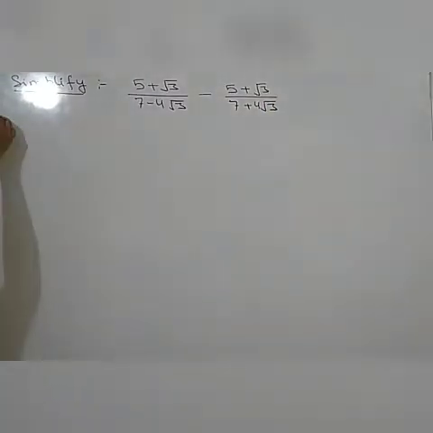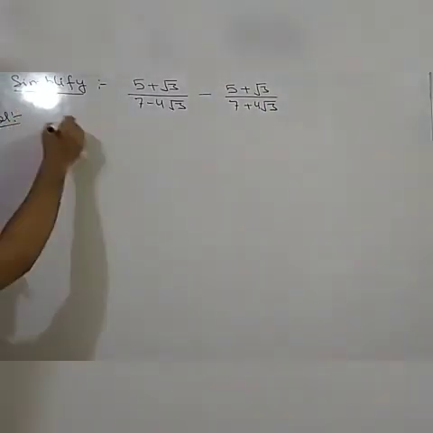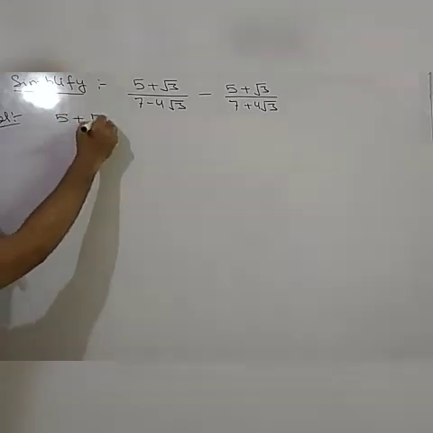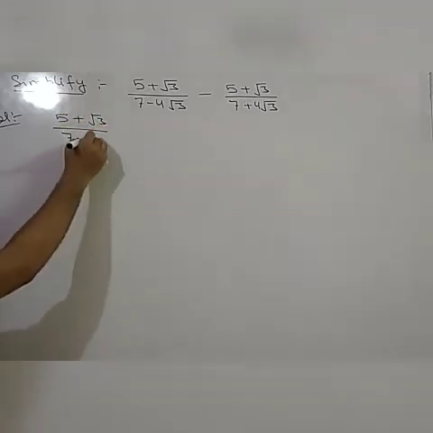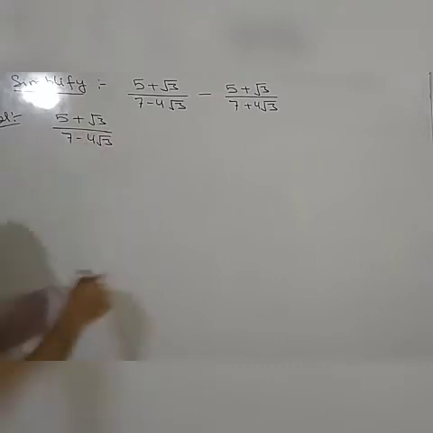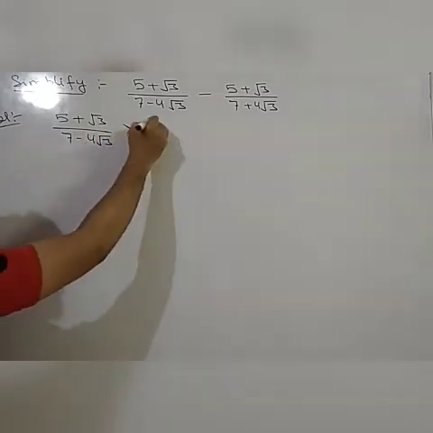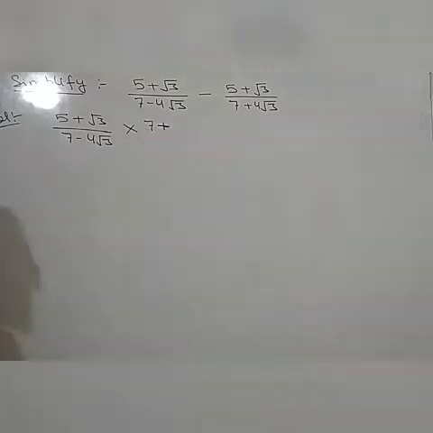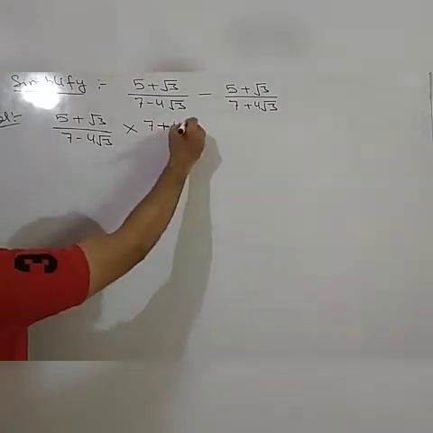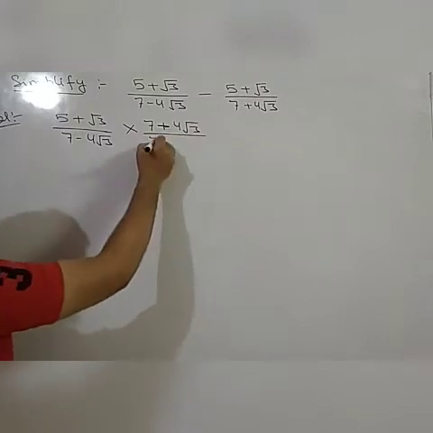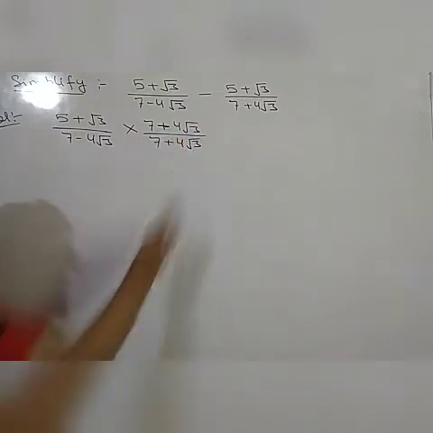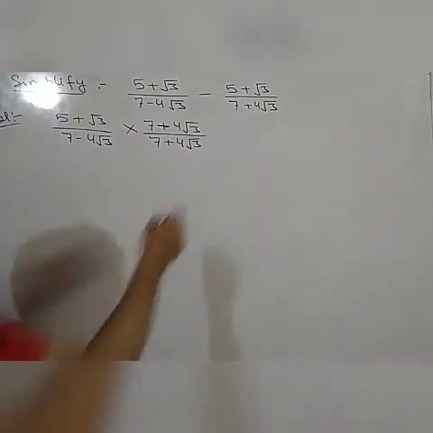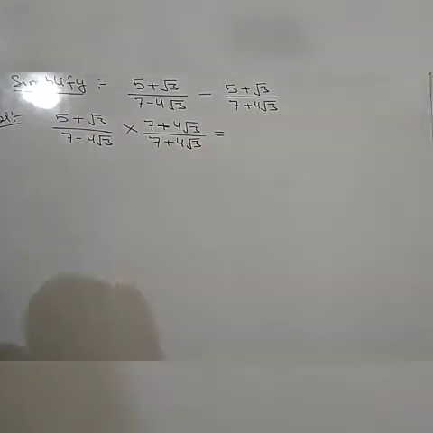So first I am going to rationalize our first term. The first term is (5 plus root 3) upon (7 minus 4 root 3). Multiplying by its rationalization fraction, what will it be? It will be (7 plus 4 root 3) upon (7 plus 4 root 3). Now in the numerator, we are not getting any identity.